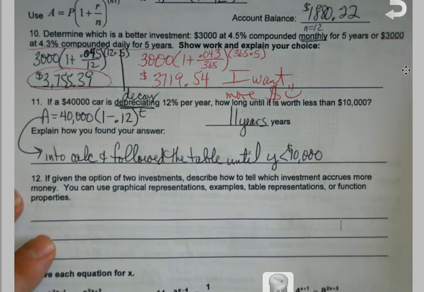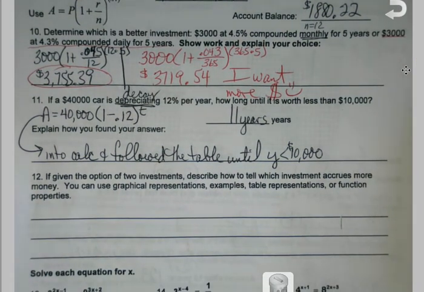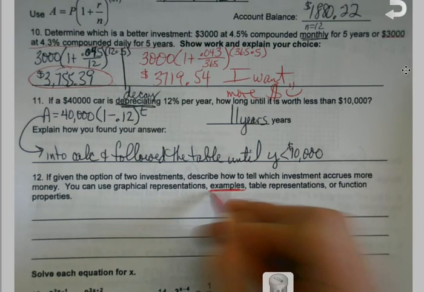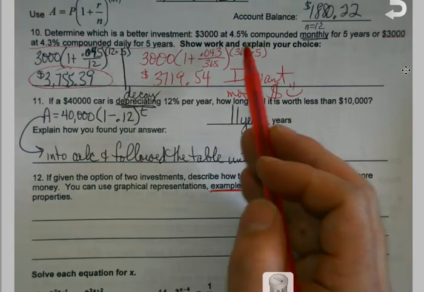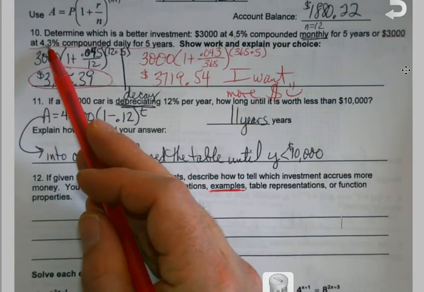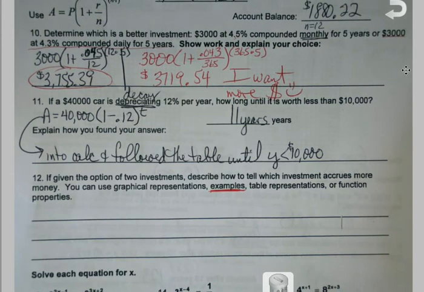Now here's the abstract of abstract. If given the option of 2 investments, describe how to tell which investment accrues more money. You can use a graphical representation, you can use an example, a table representation, or a function property. To me, the easiest one to explain always is just to pop out an example. Now, I would do something similar to number 10, but here would be my difference. We sort of knew that a higher percentage is going to make me more money than a lower one is. So don't do something obvious like this one's 10% compound and this one's 3. The 10%'s better. That's not what I mean.